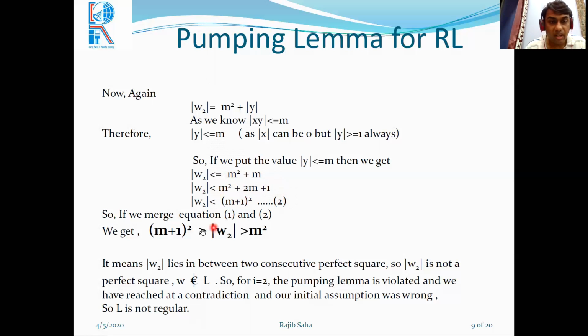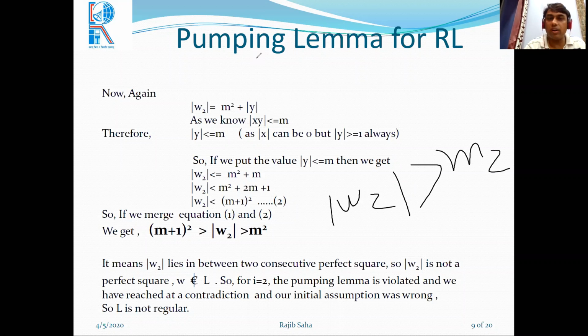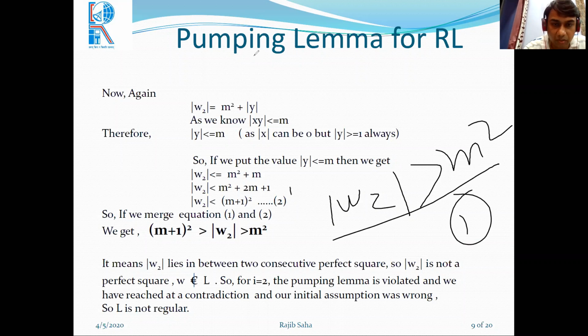Now if we consider this equation number 2, and if you remember the equation number 1, which we have previously, where we have written that mod of W2 is greater than m square. So if we combine equation number 1 and equation number 2, what do we get? We get m plus 1 whole square greater than mod of W2, and greater than m square. It means mod of W2 is such a value which resides in between two consecutive perfect squares.